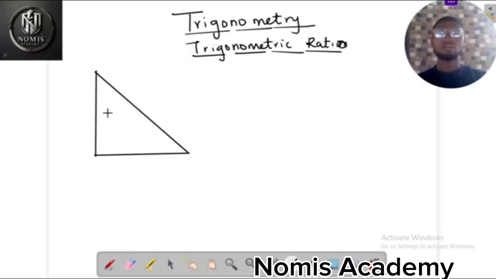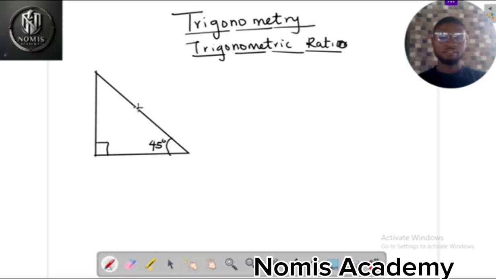So this is a right angle triangle. So let's take this angle to be 45 degree. So definitely you know that this is 90 degree. So what are the sides of this triangle now? This is definitely the hypotenuse, right? Remember, the longest side is the hypotenuse.